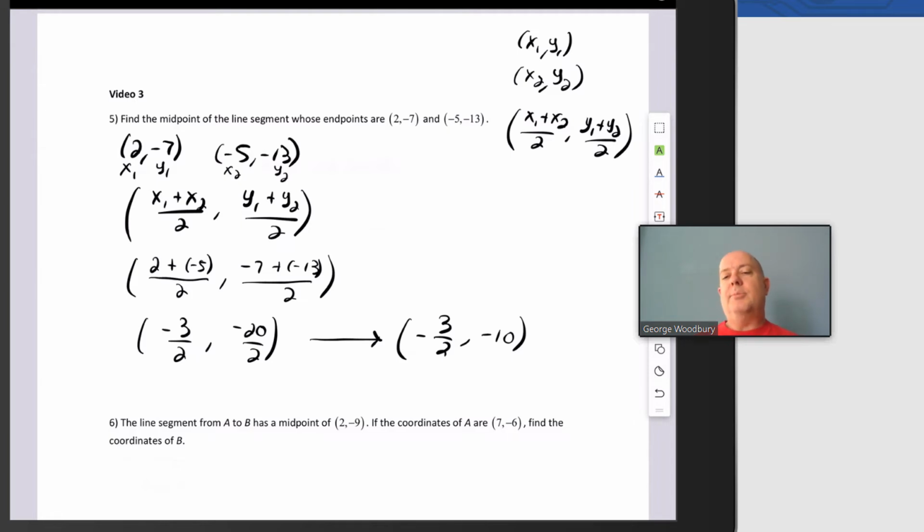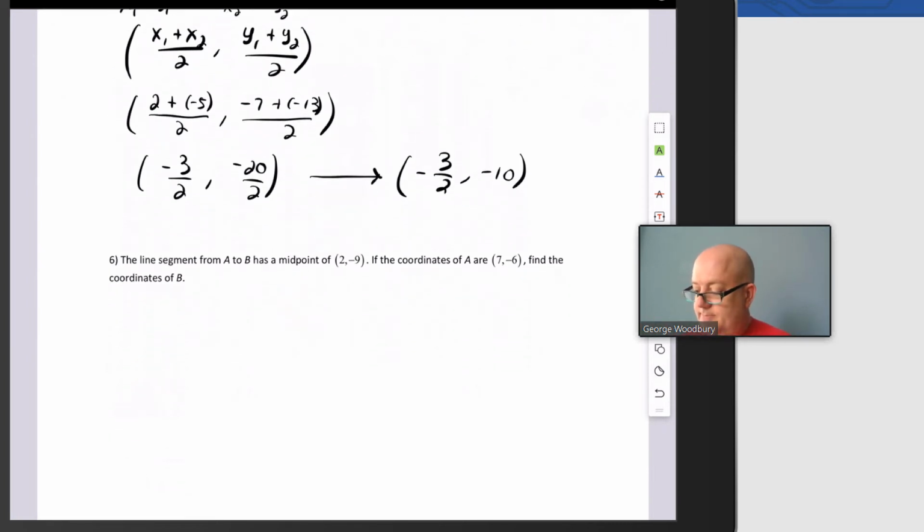Now we'll do a problem that doesn't ask us to find a midpoint, but we're going to use the midpoint formula and knowing one of the midpoints and one of the endpoints to find the other point. It says the line segment from A to B has a midpoint of 2, -9. If the coordinates of A are 7, -6, find the coordinates of B.